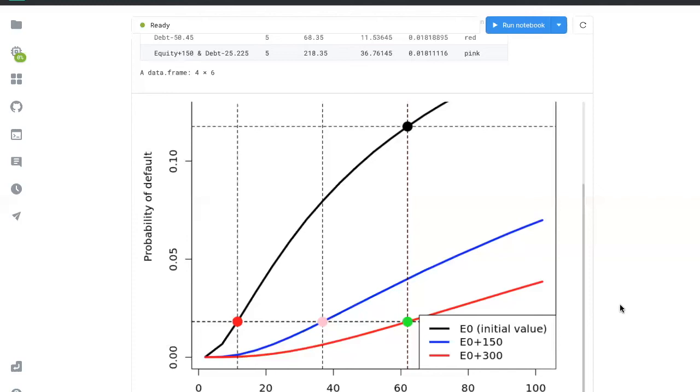For this, we take as reference the first strategy where we increase 300 units to equity and reduce half of the amount, that is 150. Also take as reference the change on the second strategy where we reduce 50.45 units to the debt and reduce half, that is 25.22 units.